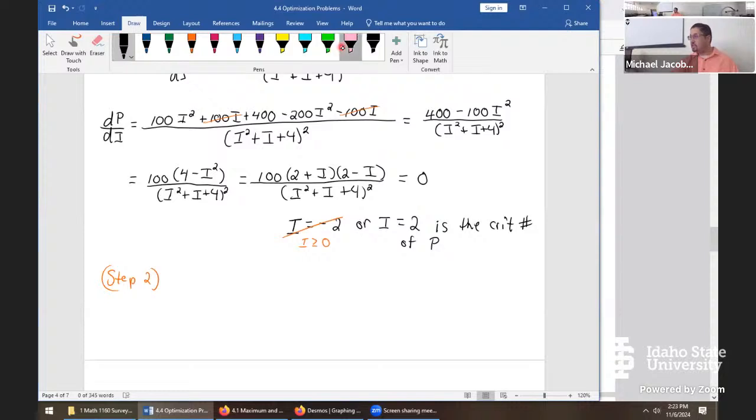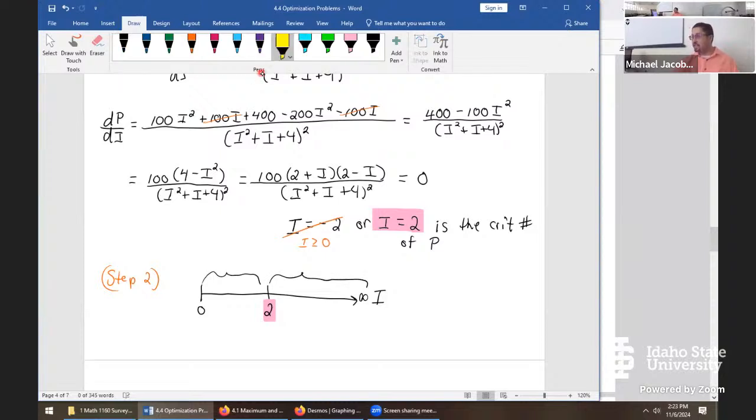In step 2, we use this value. I equals 2 is the critical number. So now we go next to a number line. It would be an x-axis in a generic problem, but for this problem, it's an I-axis. I for light intensity. We have an intensity of 2 here, and a value of 0 where the domain starts. And so now we have to test 2 regions, this finitely long one and this infinitely long one going off to infinity. The thing we're testing is the derivative.